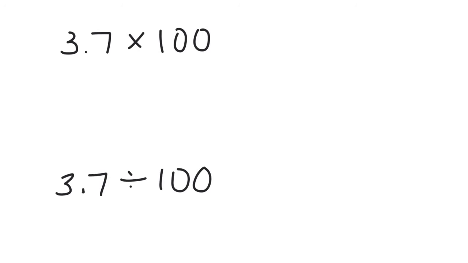Okay, so I have another set of problems here. This time I'm giving it to you in decimal form. So we have 3.7 times 100 and 3.7 divided by 100. Go ahead and work on that with your partner. So Vienna, what's your answer for 3.7 times 100? My answer was 370. 370.